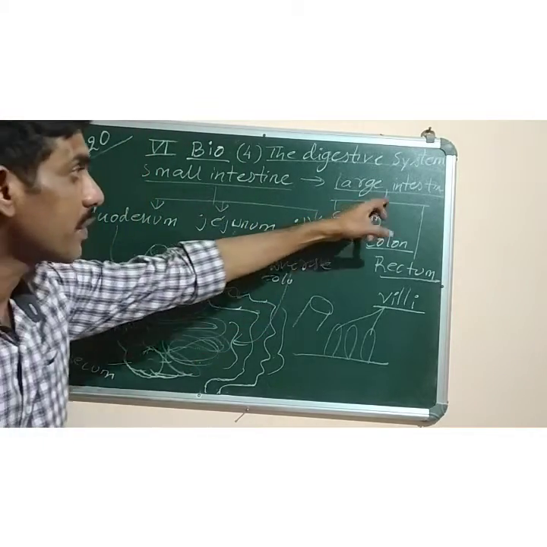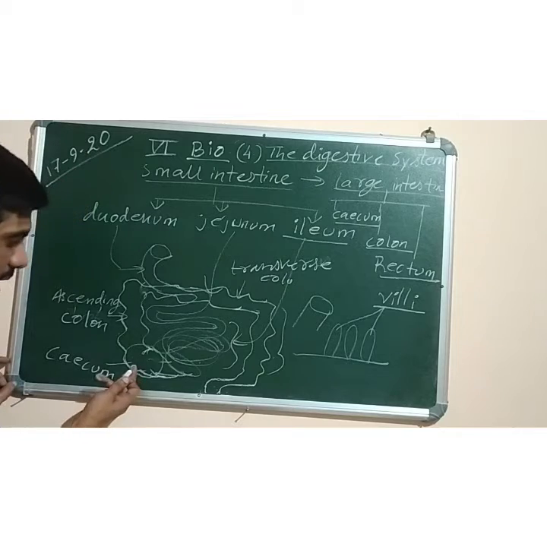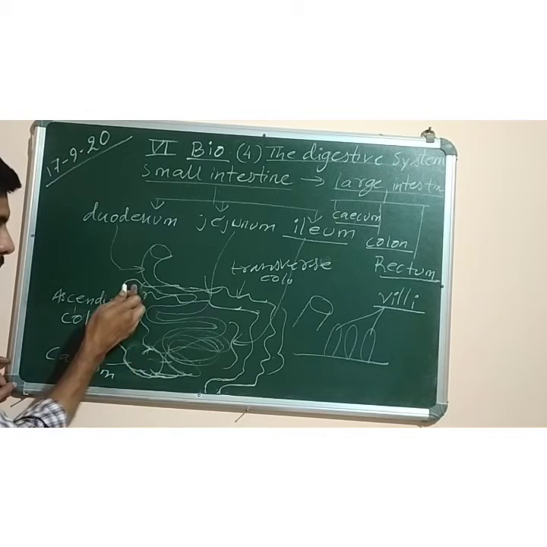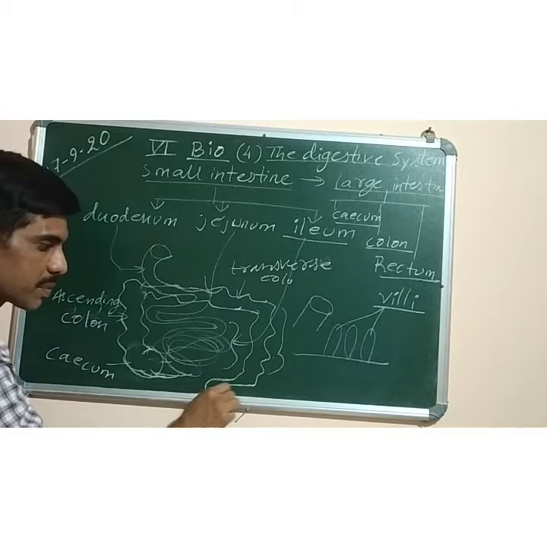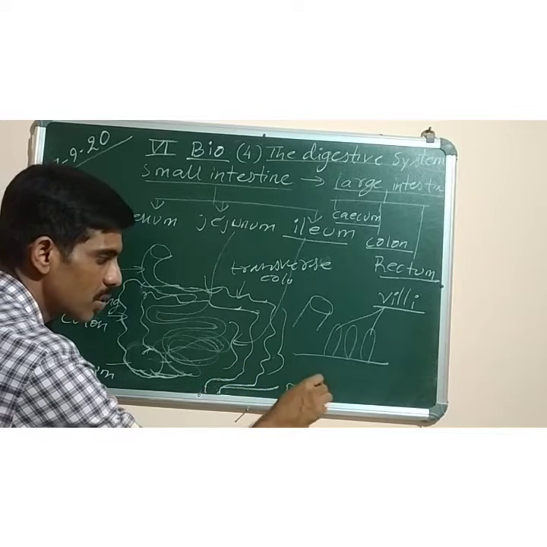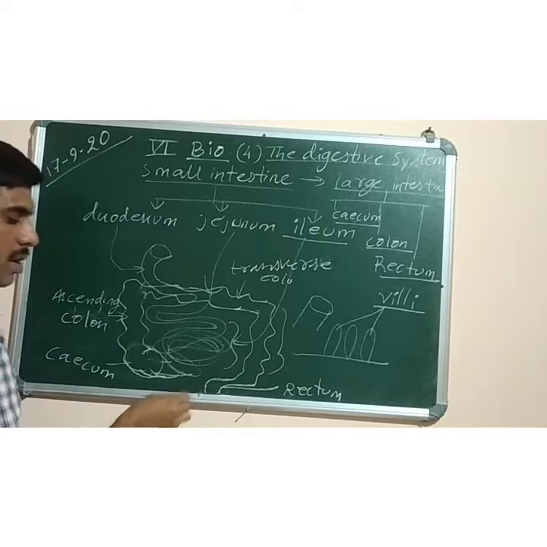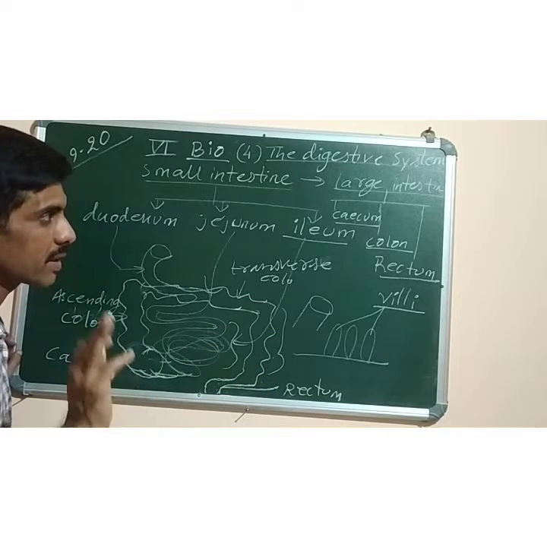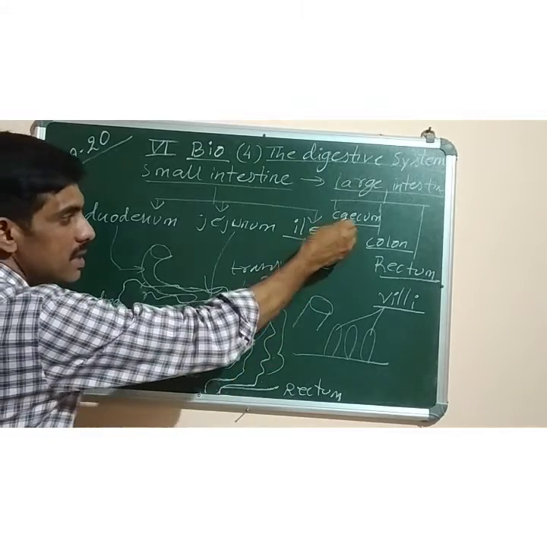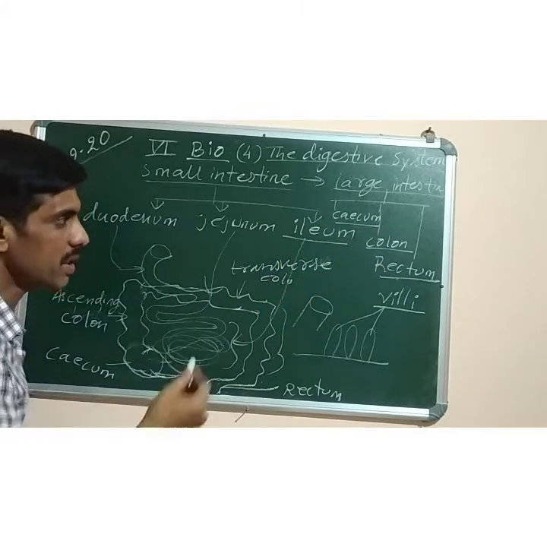So this colon is further divided into three parts. It is called the ascending limb. This one is called the transverse limb, and from here up to the rectum, this is the rectum part. Before the anus, it is called rectum. Okay. So this part is known as the descending limb. Got it? So what are the three parts of the large intestine? Caecum, colon and rectum.